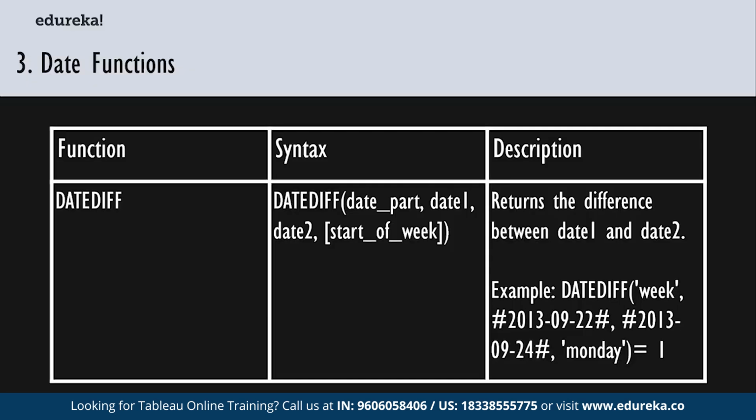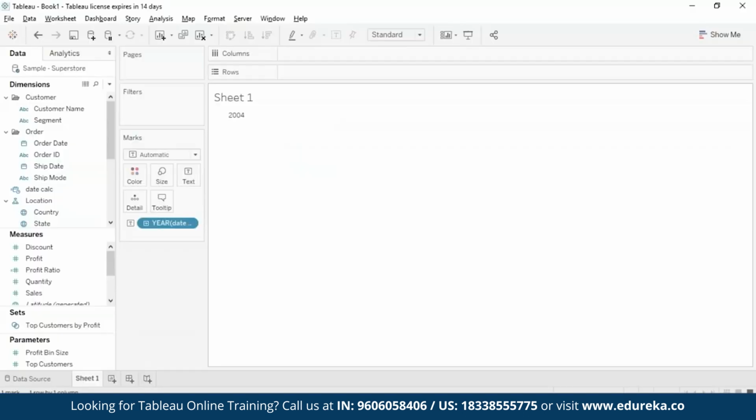Next we have date diff, which returns the difference between the two dates that you have input into this function. The start of the week parameter is the one which you use to specify which day is to be considered the first day of the week. It is optional, of course, but in a lot of countries, you consider Monday as the first day of the week, whereas in the other part of the world, you consider Sunday as the first day of the week. If this part is omitted, then the start of the week is determined by the data source. So let's see how that works.